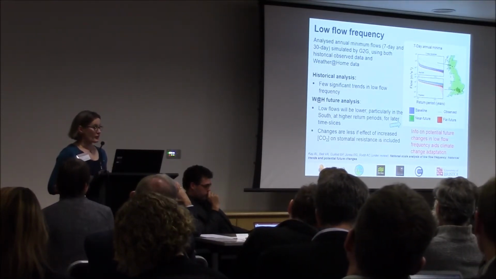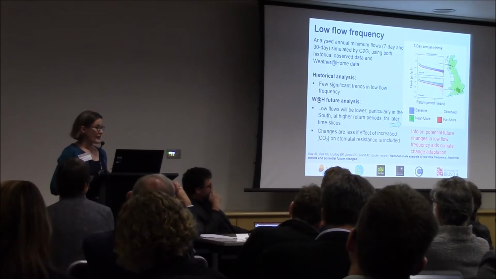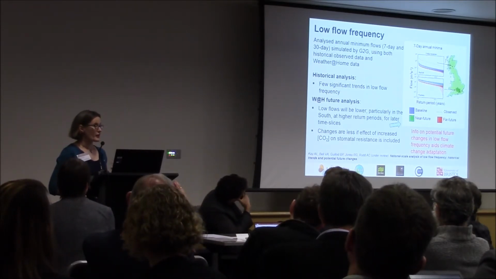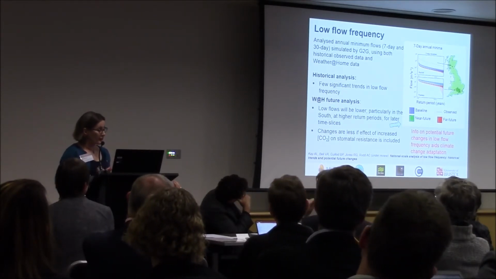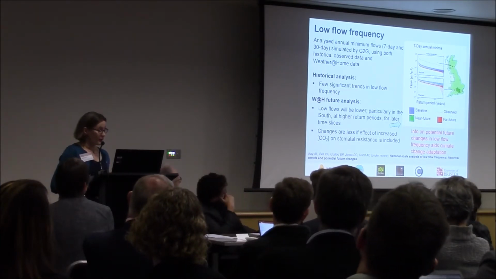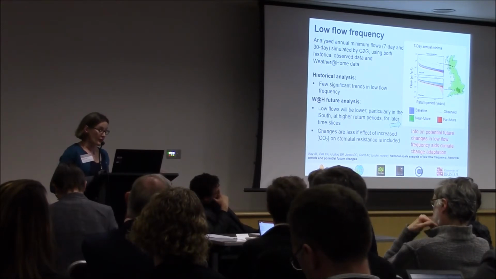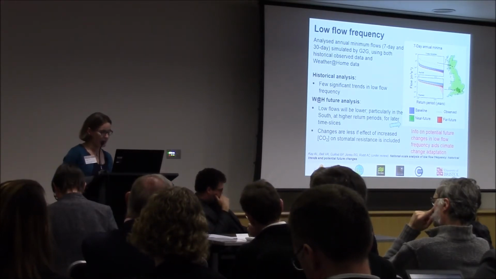All this data that we've now got available to us from a model about past droughts also enables us to do a low flow frequency analysis: whether or not the return period of extreme low flows has changed in the past or could change in the future. From the historical analysis, we found a few significant trends in low flow frequency, but in the future, we found that low flows could be lower, particularly in the south and at higher return periods. There's a paper just in review in Climatic Change, should hopefully be available soon.